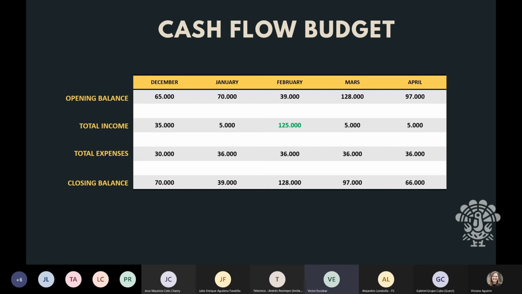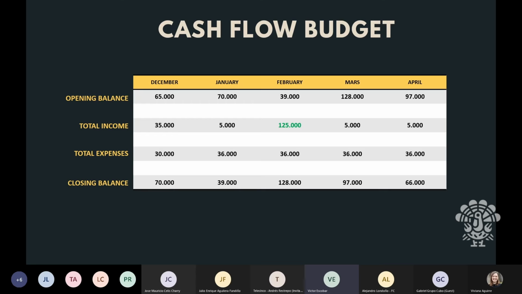And the total amount of your expenses. This can be an average as well, or if not, same thing. You can get an average based on your previous months. So for example, in here, we will see that they began with an opening balance of 65,000, and the final income of the month was 5,000. So the closing balance for December was 70,000.